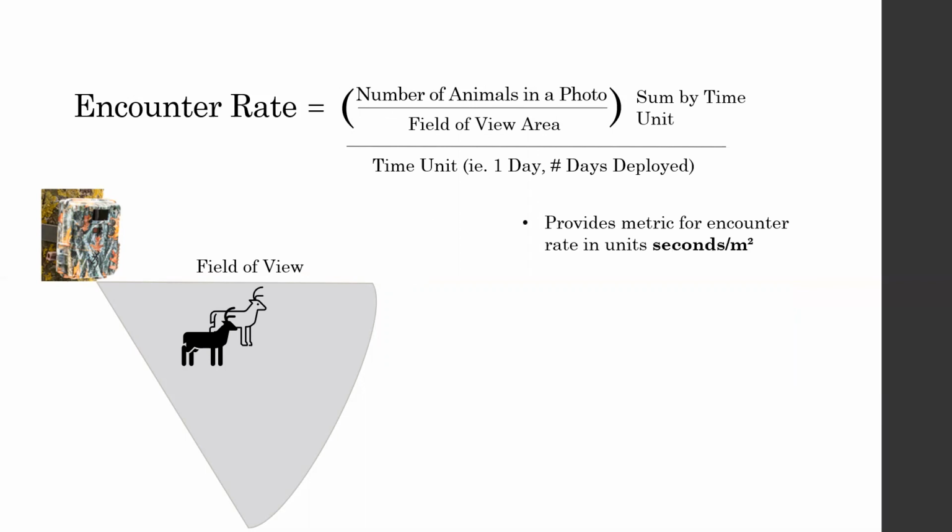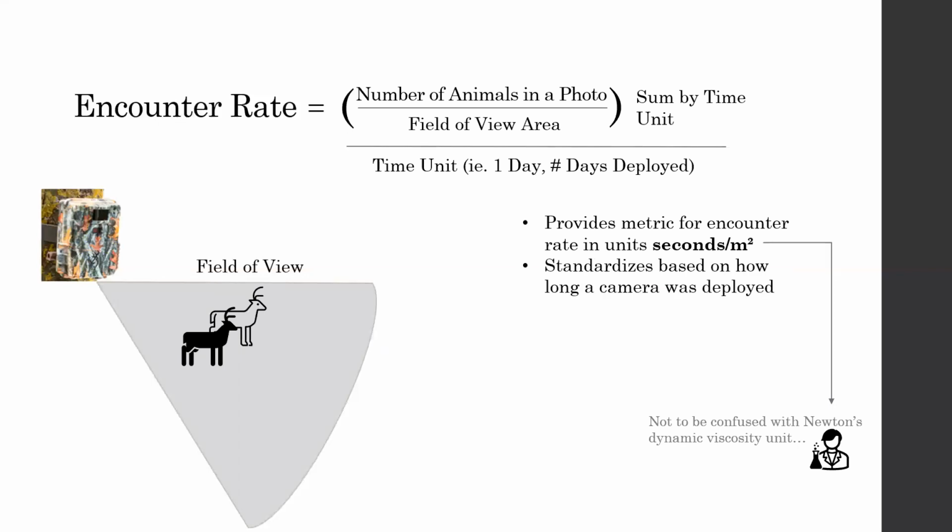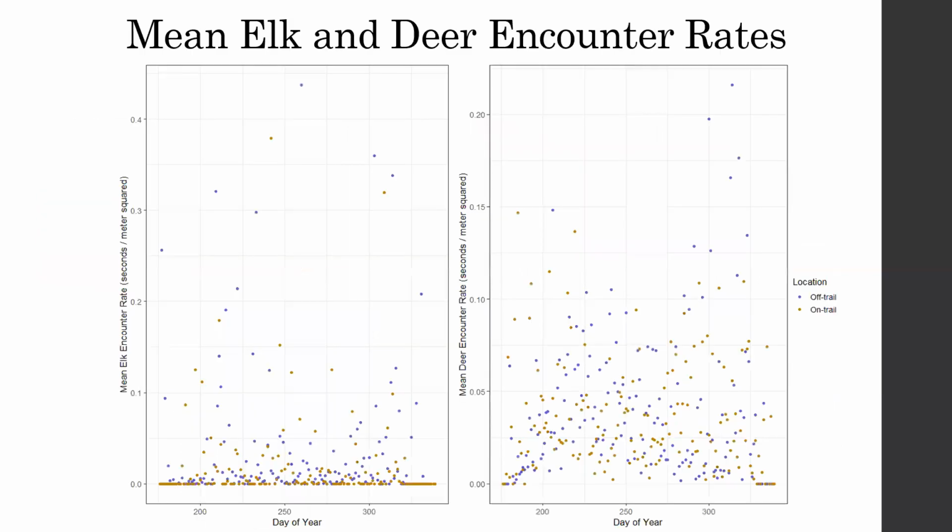This provides a standardized metric of deer elk encounter rate in units of seconds per meter squared that accounts for how long a camera was deployed and any field of view size differences between sites. These two scatter plots show the average encounter rates by day at all of our sites. Elk encounters are on the left and deer are on the right. Purple are the off-trail cameras and golden brown are the on-trail cameras.